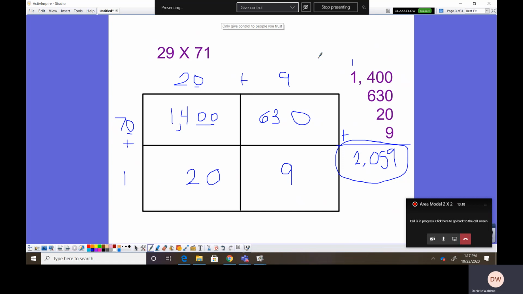So continue doing your area model. Now, some of the boxes will be drawn for you. Some of them you will need to draw yourself. So be careful of how many boxes you draw. Be careful of counting your zeros and making sure you know your basic facts.